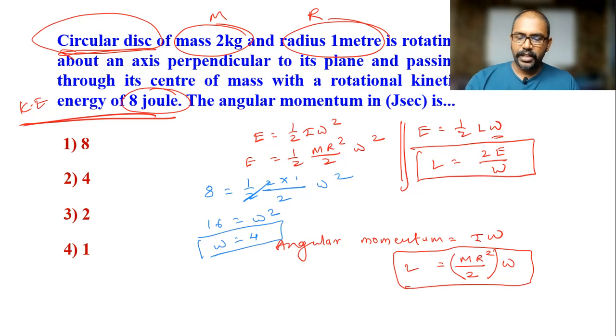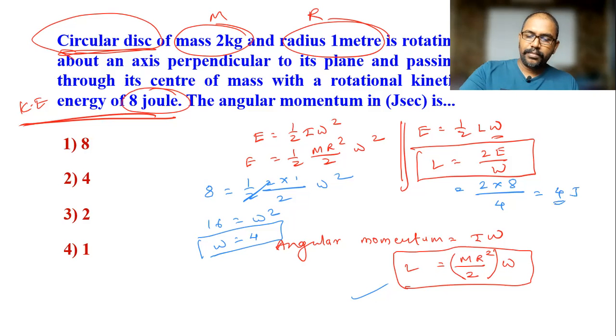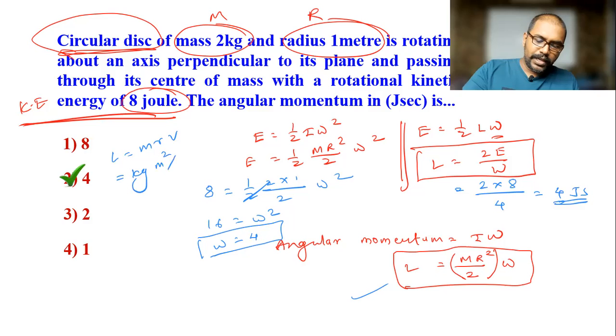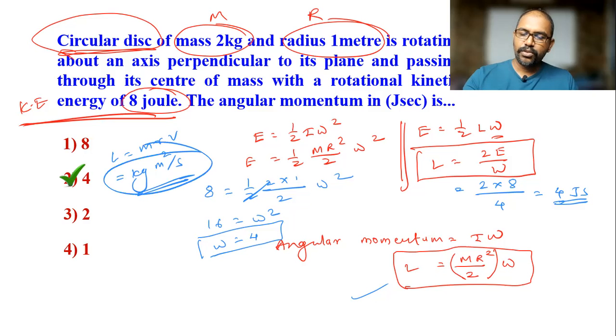Now you can use any formula, this or this. So I use this one. So 2 into this 8 joule is the energy and omega is 4. So obviously it is coming 4 joule second. So joule second is the unit of Planck's constant, but you can use the same unit for the angular momentum also. So the answer for this question is 4 joule second. Or you can use another unit also. You know that mrv is the formula, then the unit is kg meter square per second. This is also a unit for the angular momentum. So you can use this kg meter square per second or joule second. Both are equivalent.